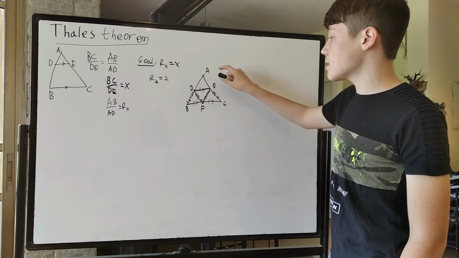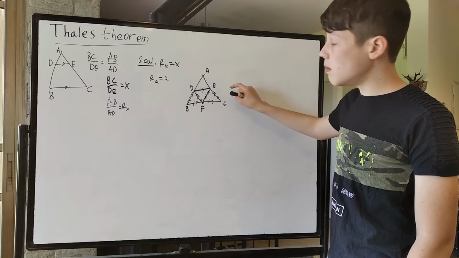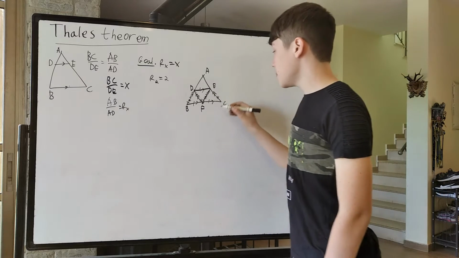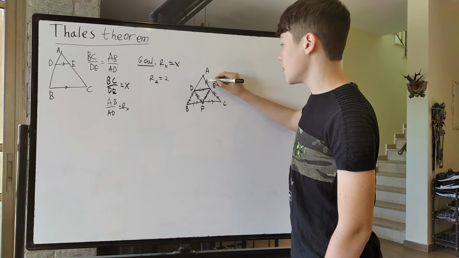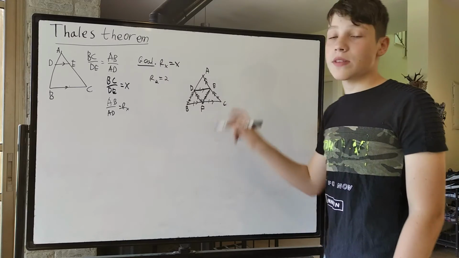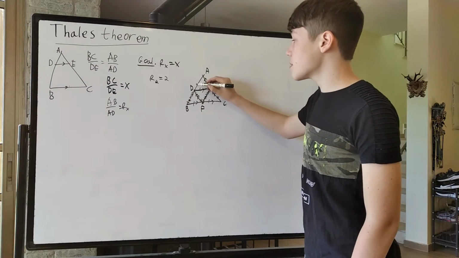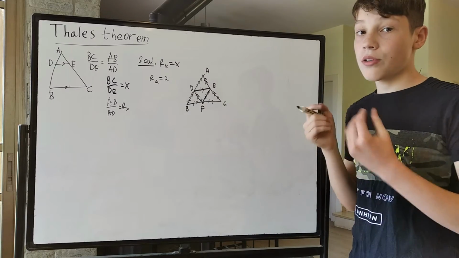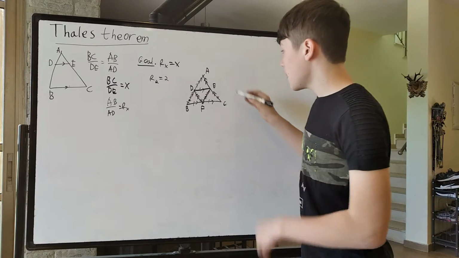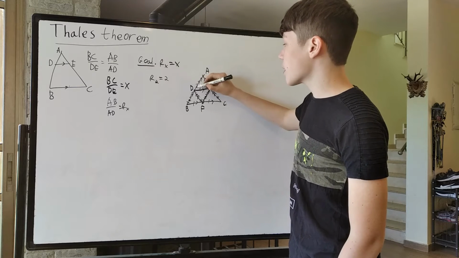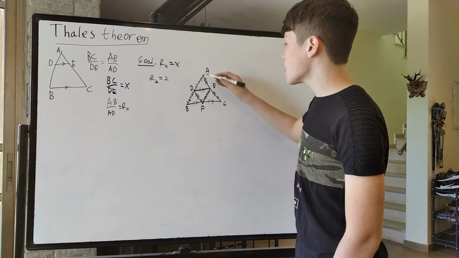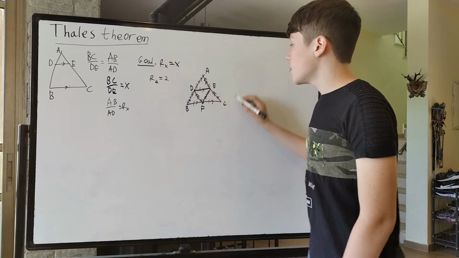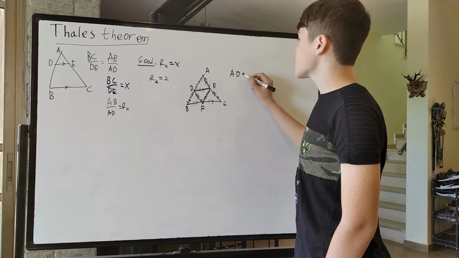Now let's look at ADFE. We know DF is parallel to EC, meaning that it is parallel to AE. And we know EF is parallel to BD, meaning that it's parallel to AD, meaning that ADFE is another parallelogram, meaning that AD is equal in length to EF, and AE is equal in length to DF. Meaning that all in all, AD is equal to BD.